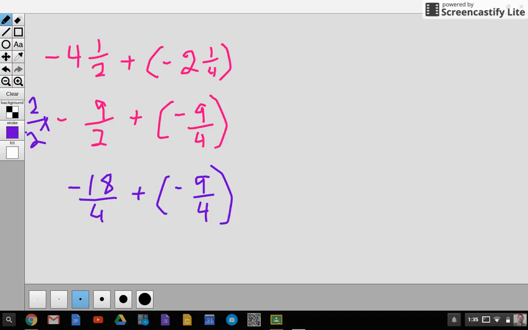If I'm adding and they've got the same sign, I add the numbers, keep the sign. So I'm definitely keeping that negative sign. So I'm going to add across 9 plus 18 is 27. And the 4s stay the same. You do not add denominators, nor do you subtract them. Okay, that's an improper fraction. I cannot have that as my answer. So I would do 27 divided by 4 because that's what that fraction is showing me.